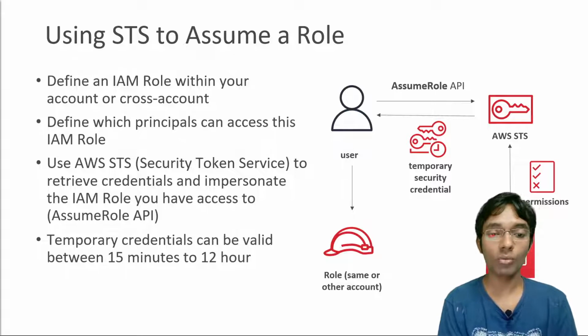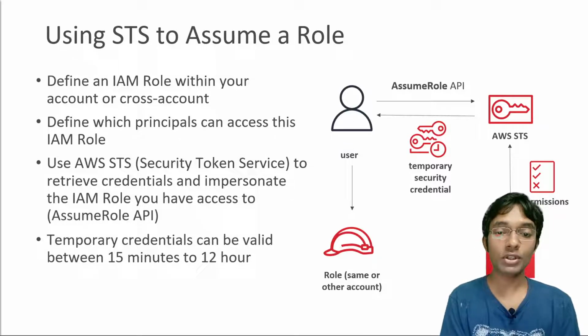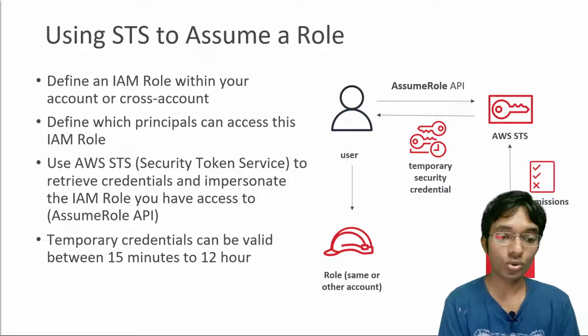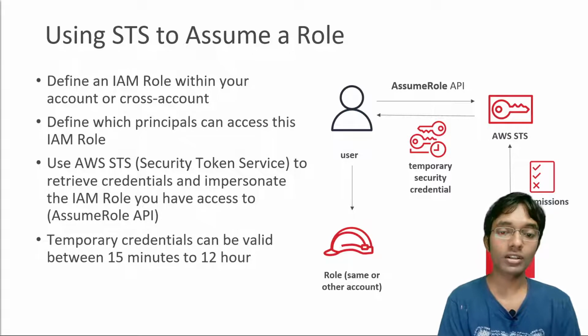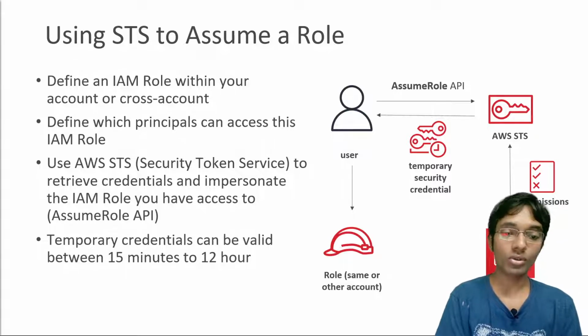So the diagram, what does it look like? Our user wants to access a role, for example, within the same or another account. And so to do so, it's going to use the AssumeRole API on STS. So STS will check the permission and make sure the setup is correct. We'll go into the details of how that looks, and then we'll get security credentials back. They are going to be also temporary, and these security credentials will allow us to access the target role.